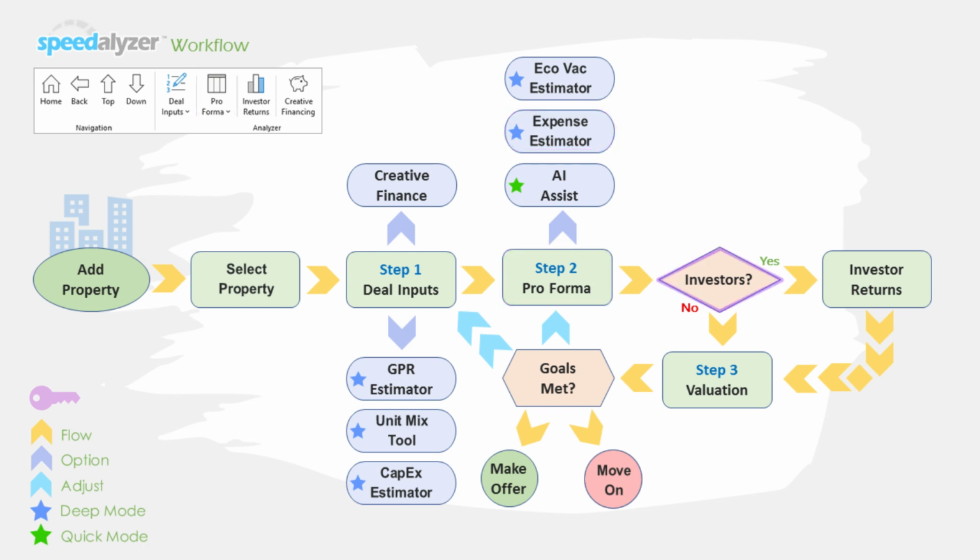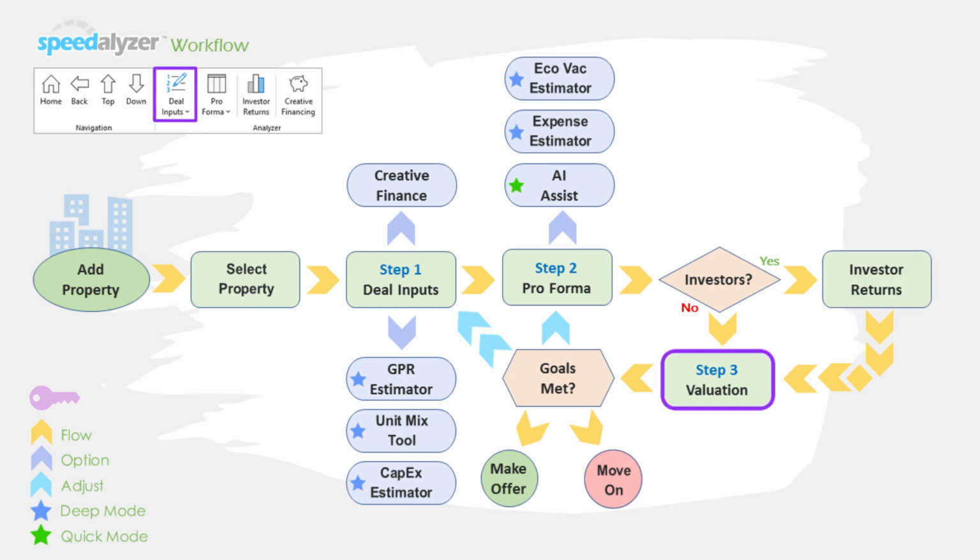line. If you're partnering with others in this deal, navigate to the Investor Returns page to model your equity distributions using any of the 3 waterfall distribution models. If you're not partnering on this deal, you can skip the Investor section and proceed directly to Step 3. The Valuation Dashboard on the Deal Inputs page.